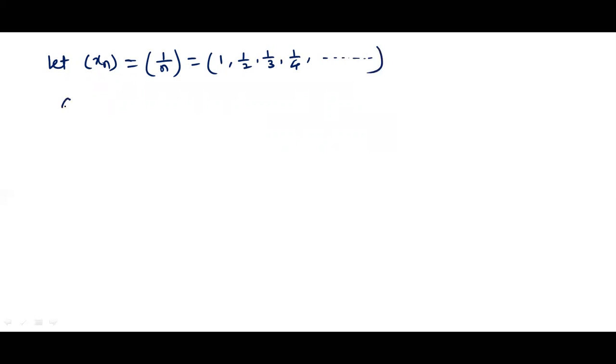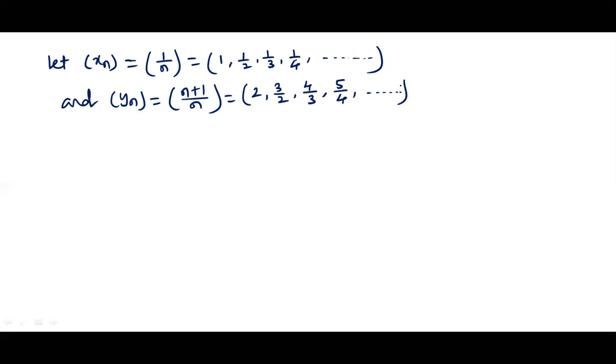And let's take another sequence yn, a sequence whose nth term is n plus 1 upon n. Means it is a sequence whose first term is 2, second term 3 by 2, third term 4 by 3, fourth term 5 by 4, and so on.